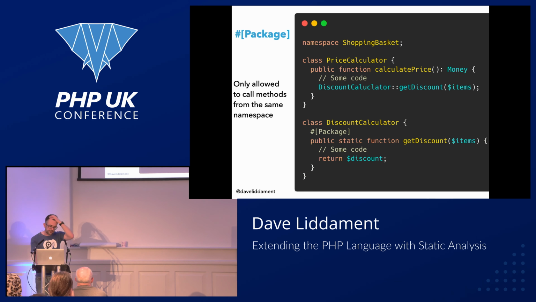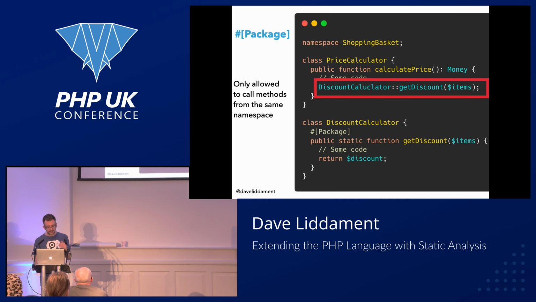I've also created package, which is a bit like Java's package level. So this sits somewhere between public and protected. And what this means is you can only call methods from the same namespace. So typically a use case for this is maybe you've got lots of code that collaborate closely with each other, and you might have one bit of it which is available to the wider code base, and the rest of it should only be called by each other. So imagine we've got a price calculator, and then that makes use of a discount calculator, and we say that the discount calculator has got package level visibility, so it can only be called by code in the same namespace, in the shopping basket namespace here.